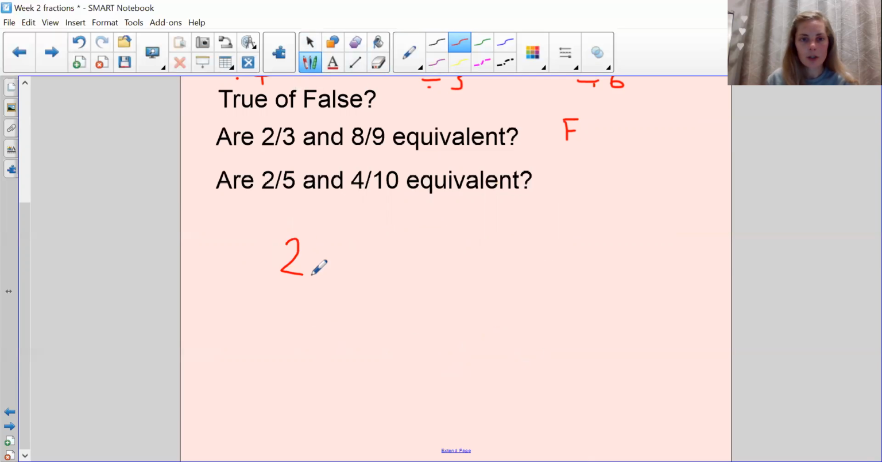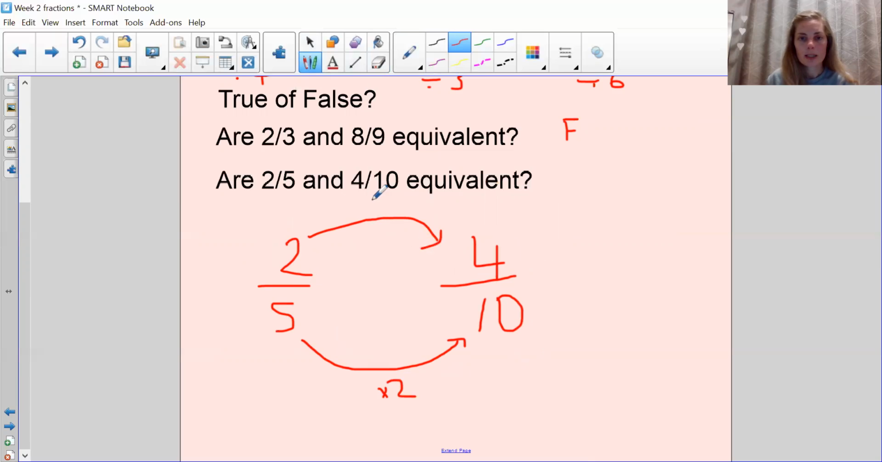Right, let's have a look. 2/5 and 4/10. Right, so I'm going to say 5 times 2 gives me 10, and 2 times 2 will give me 4. So that one will be true. 5 times 2 is 10, 2 times 2. Remember, whatever I do to the one number, I need to do to the other, and that will give me 4.